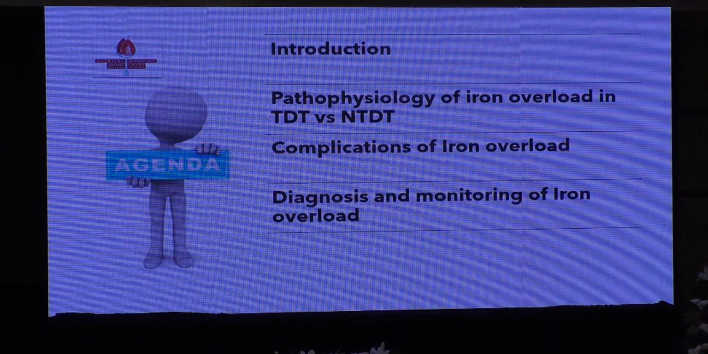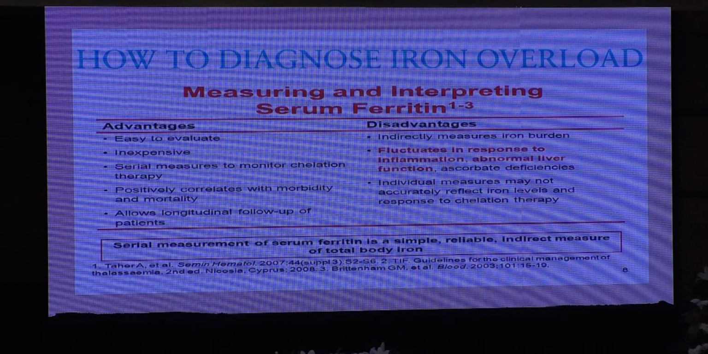What about the diagnosis and monitoring of iron overload? Usually, all of us in our clinic use the most simple way for the follow-up of the patient, which is the serum ferritin. It has advantages and disadvantages. The advantages are that it is easy to evaluate and inexpensive, serial measures are available, and it positively correlates with morbidity and mortality. However, it has major disadvantages. It indirectly measures the iron burden, and it fluctuates in response to inflammation and abnormal liver function. Also, an individual measure may not accurately reflect iron level and response to chelation therapy.